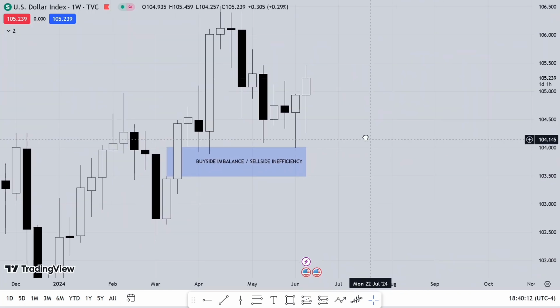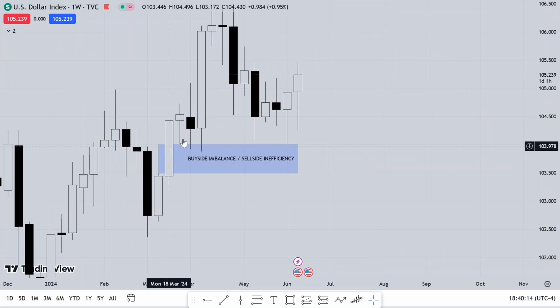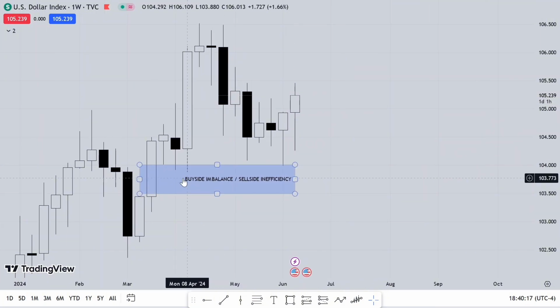Inefficiency. What does this mean in respect to a BC? So a BC means buy side imbalance and sell side inefficient. That means you have price delivering to the buy side and lacking in the sell side delivery. So when price is lacking in sell side delivery, when you expect price to trade to balance that BC, you are expecting price to deliver sell side because it has offered buy side delivery and it is lacking in sell side. The price is inefficient in sell side.